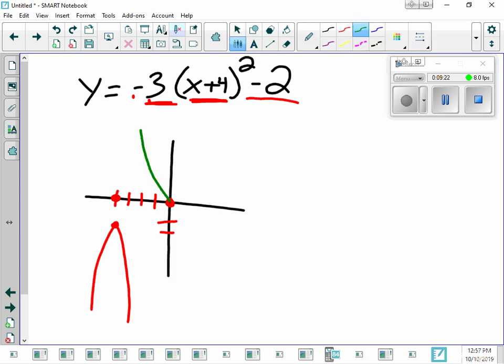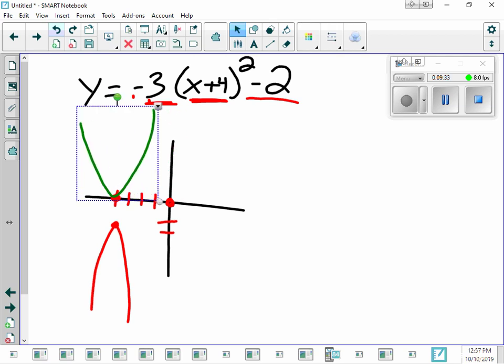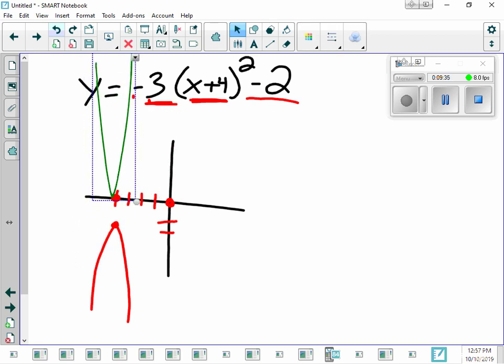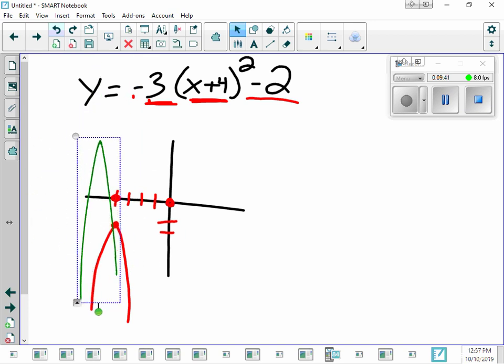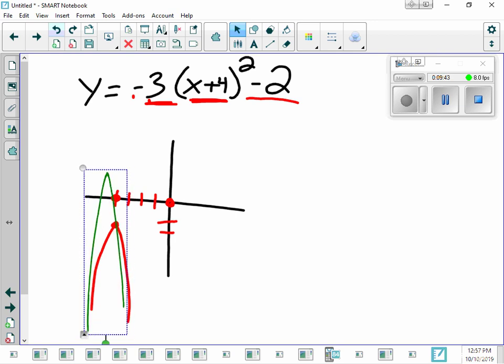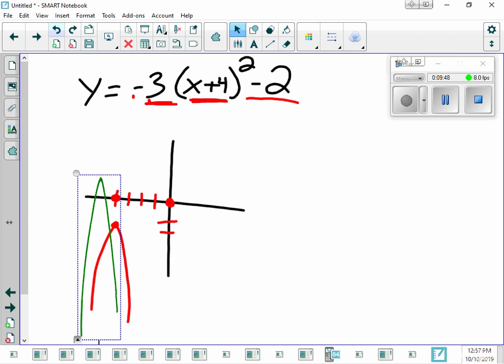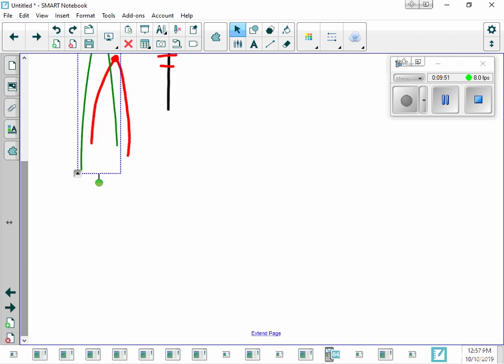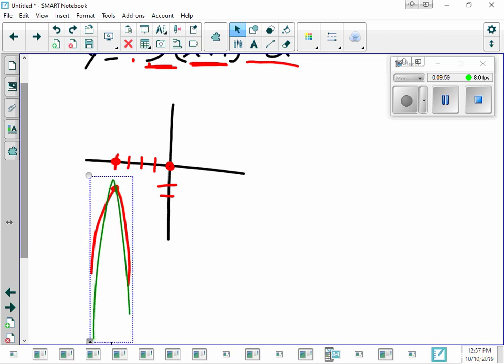So we take our original parabola. Actually, let's do it this way. There's my parabola. I go left 1, 2, 3, 4. Then I make it 3 times taller. And then I flip it upside down. Why is it disappearing? Oh. And now I go down 1, 2. I'm off the page. Okay?